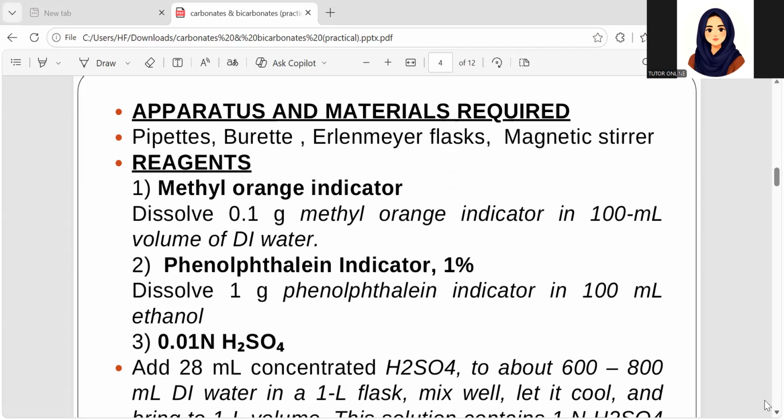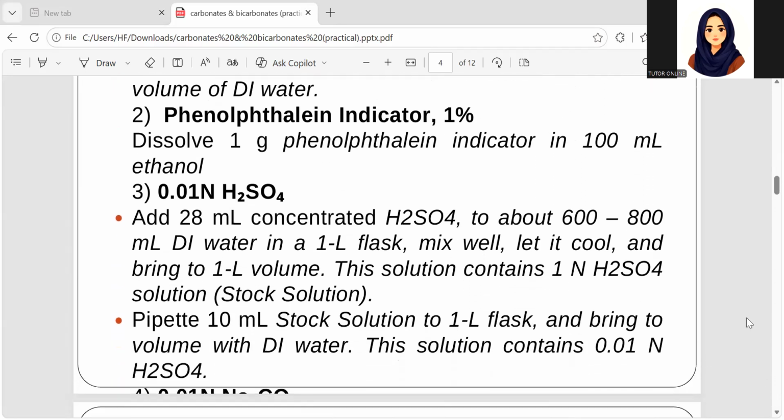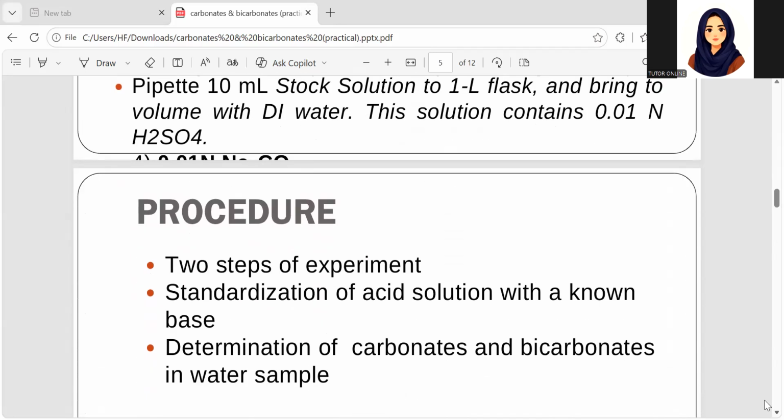Then 1 normal H2SO4 will be created by adding 28 ml concentrated H2SO4 to about 600 to 800 ml distilled water in a 1 liter flask. Mix well, let it cool, and bring to 1 liter volume. This solution contains 1 normal H2SO4 solution, which is also called a stock solution. Now I will pipette 10 ml stock solution to a 1 liter flask and bring it to volume with distilled water. This solution now contains 0.01 normal H2SO4.